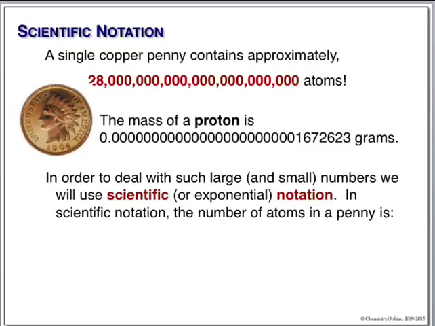This is a very large number. This is a very, very small number. In order to deal with these things, we're going to use what's known as scientific or exponential notation. Our 28 sextillion here is written this way in scientific notation. 2.8, that's our first two digits here. And then we have 22 zeros following it, and that's where the 10 to the 22nd comes from.